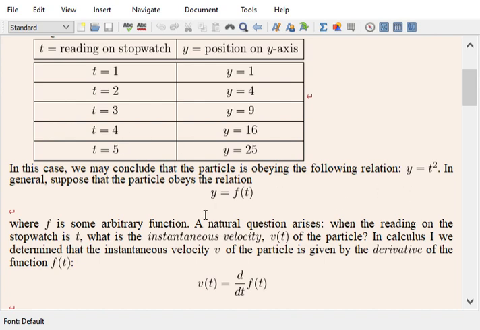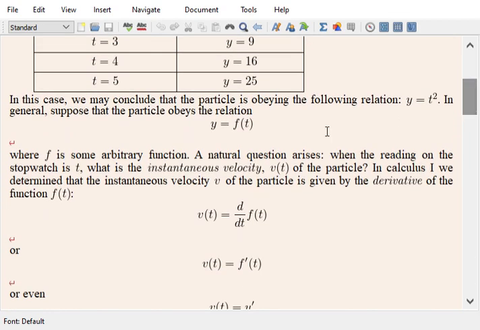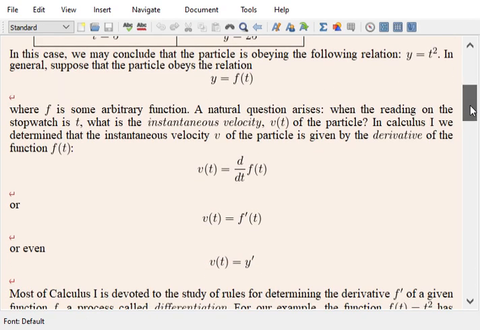Now in general, let's say that the particle obeys the relation y is equal to f of t. So the position on the y-axis is some function of the corresponding time on the stopwatch. It doesn't have to be as simple as t squared, but it's something. So f is some arbitrary function. A natural question arises. When the reading on the stopwatch is t, what is the instantaneous velocity of the particle? In Calculus 1, this was one of the motivating questions, and we determined that the instantaneous velocity is given by the derivative of the function.